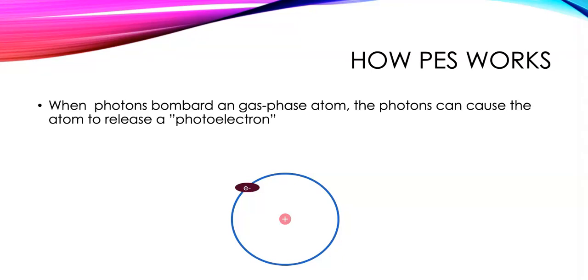We've got a Bohr level representation of that. And let's talk about how PES works. We're going to bombard the atom with high energy photons. When the photons bombard this atom, which is probably a gas phase atom, the photons can cause the atom to release an electron. So the photon comes in, it interacts with the electron. If it's got enough energy, the electron will actually leave the atom. We call this a photoelectron. We're going to bombard the atoms in the sample with photons that all have the same energy.